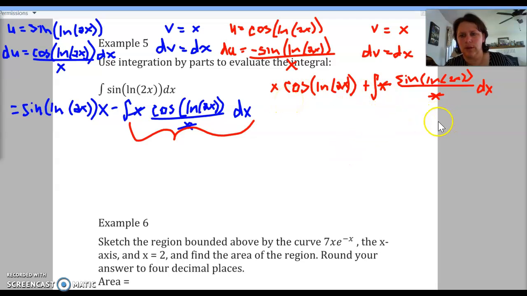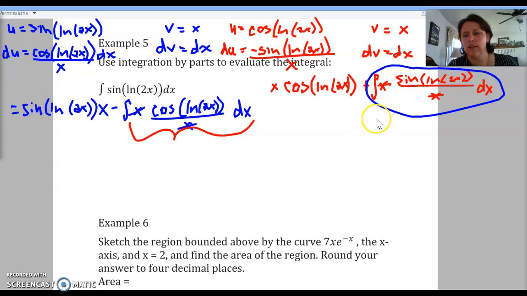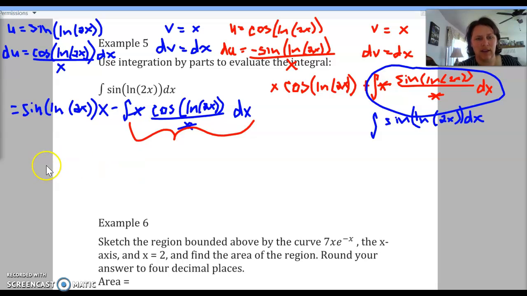Okay, so what we're going to do now, so we're taking the integral of this again. Notice we're just kind of going in circles, it seems like, right? But what do you notice about our integral now? Now we have this integral. I'm going to rewrite it. This is the integral of the sine of the natural log of 2x dx. So this is really what we started off with. So this is our answer. Okay, so I'm going to write everything out, including my answer.